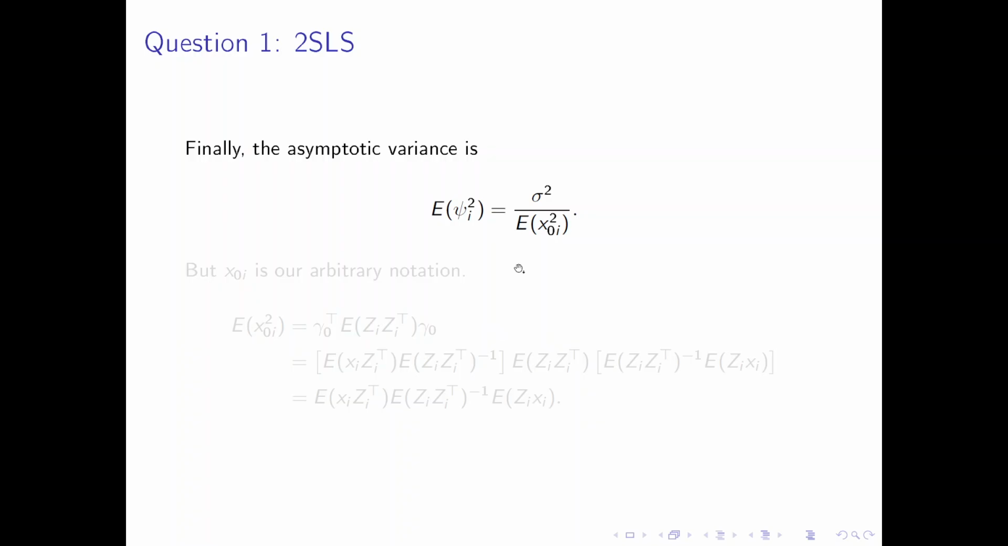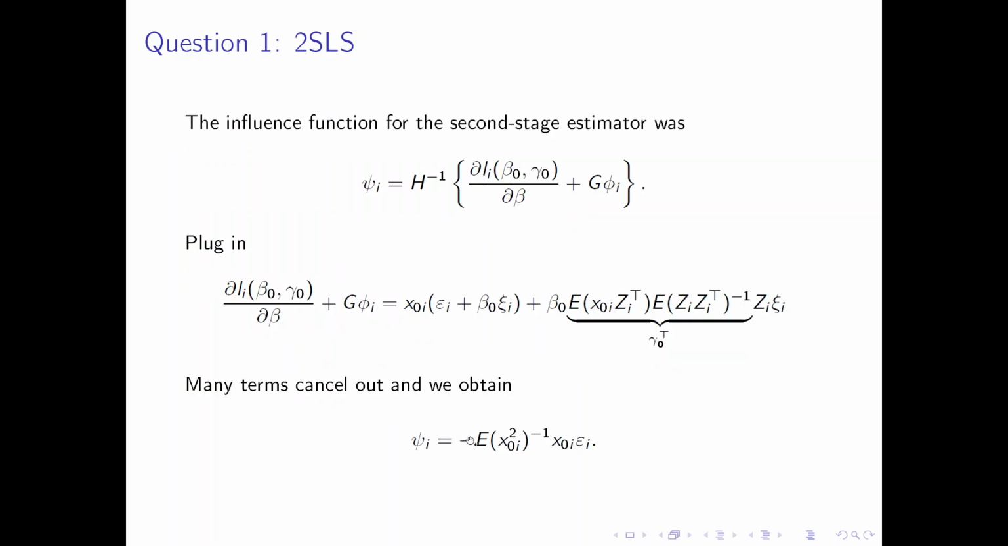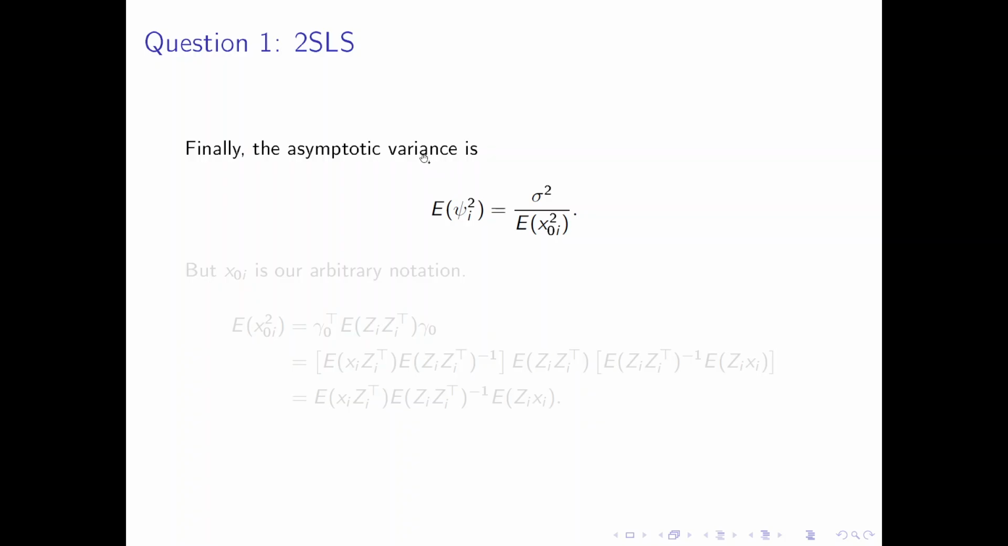Then from the influence function, we can tell the asymptotic variance is this, right? So this is the influence function. Its variance is the asymptotic variance of the two-stage least squares. So we get this, right?